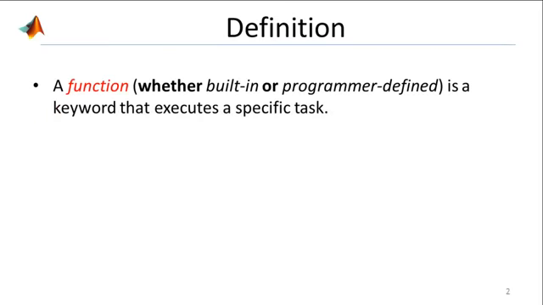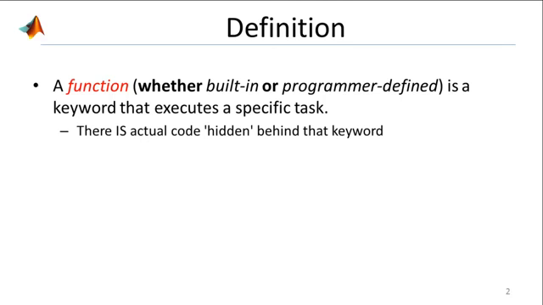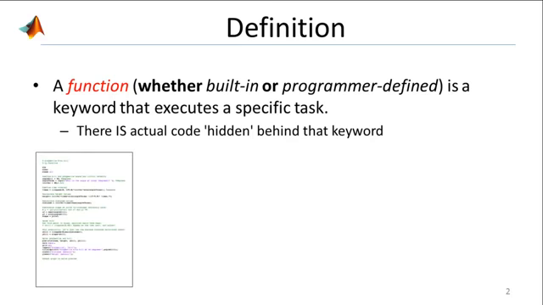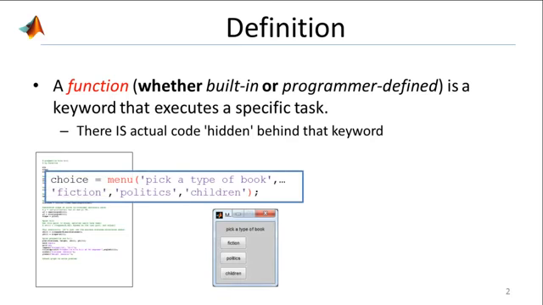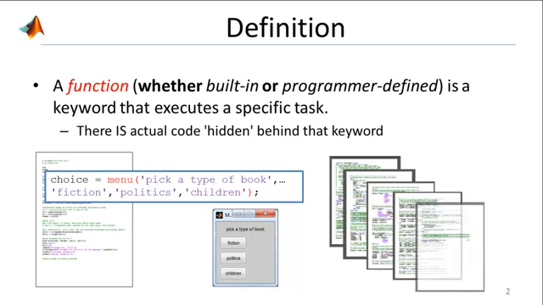A function, whether it's built-in or programmer-defined, is a keyword that executes a task. But there is actual code hidden behind that keyword. While we've referred to it as magic, there is actually code. Imagine you wrote this code, and this particular function called menu creates this box. What makes it work? There is a way to actually see what's behind a keyword. Some functions are available by using the edit command. For example, the menu function has 5 pages of code.